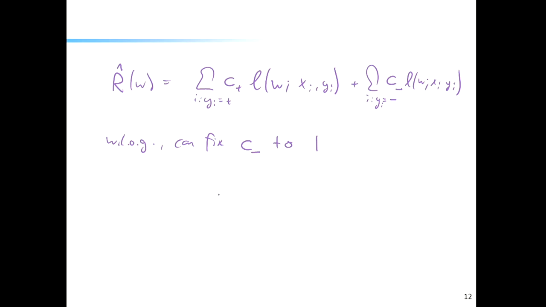Because then what really only matters is the ratio between C plus and C minus. So the observation is that if I think about this parameterized in terms of C plus and C minus, then I can relate R hat of W to R hat of W with C plus and 1, by multiplying by C plus divided by C minus. I hope I got it right.